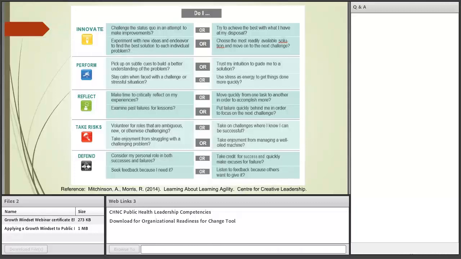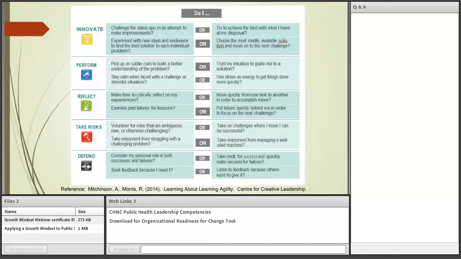Then we move on to perform. Under perform, the first set of statements are: pick up on subtle cues to build a better understanding of the problem, and stay calm when faced with a challenge or stressful situation. So put a check mark if you feel you're more like this. Now, the companion statements are: trust my intuition to guide me to a solution, and use stress as energy to get things done more quickly. So check this off if you feel this is more like you. This would be in the third column, second row, perform.